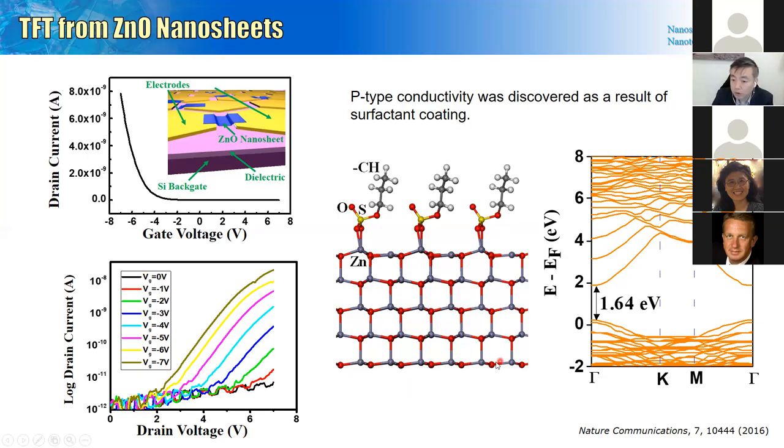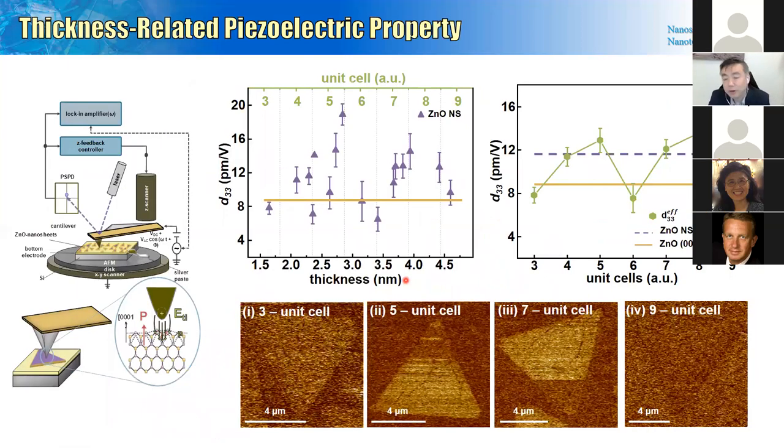But because of the nanosheet itself, the thickness is only 1 or 2 nanometers. So this depletion can actually go across the entire sheet to make the entire sheet become a p-type conducting chain. So that's the beauty of reducing the thickness and making the surface property become a bulk property of the material, right?